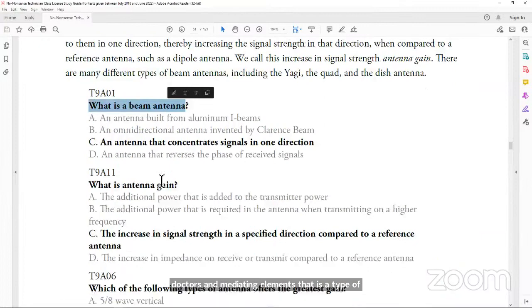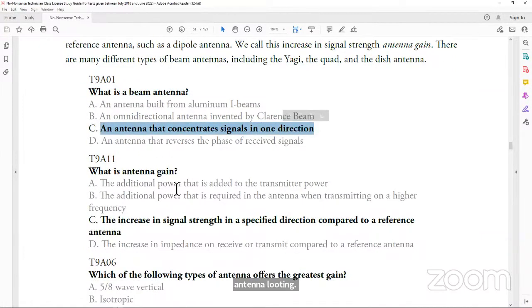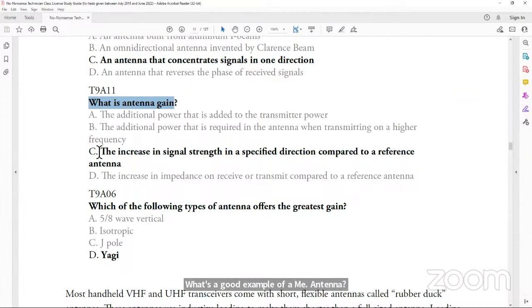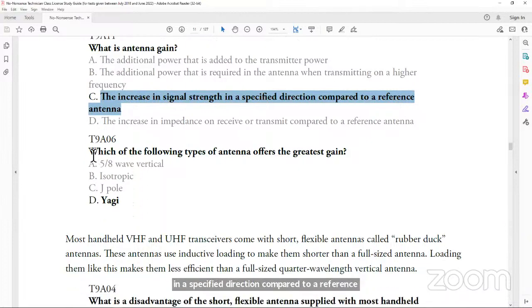What is a beam antenna? Well, it's an antenna that concentrates signals in one direction. What's a good example of a beam antenna? Well, a Yagi, yeah? Okay. What is antenna gain? Antenna gain is the increase in signal strength in a specified direction compared to a reference antenna. We said the reference antenna could be the isotropic radiator, and it could even be a dipole.